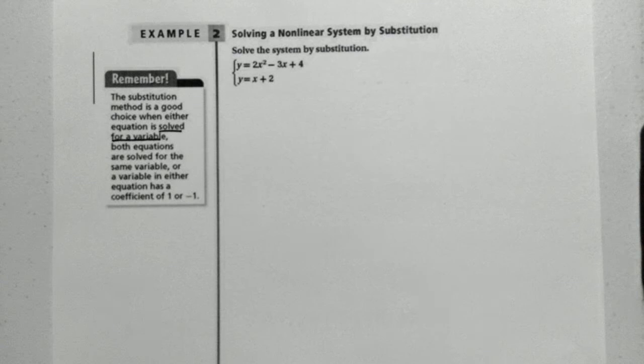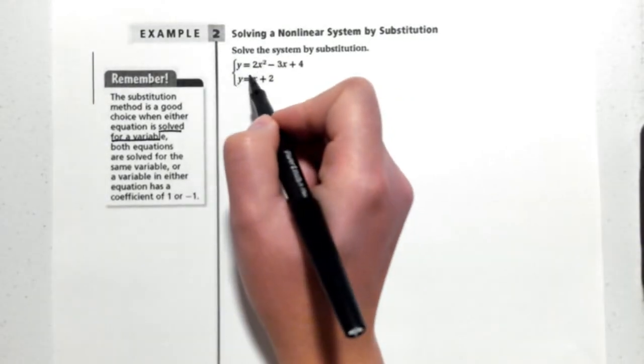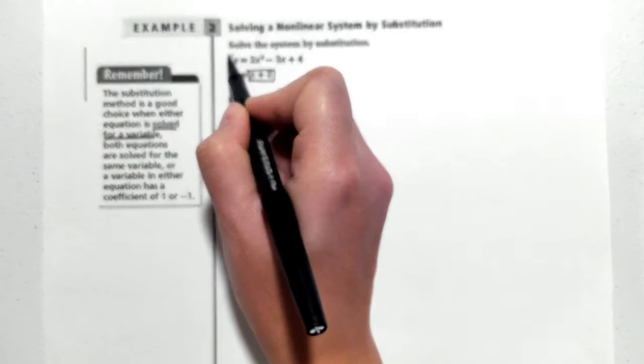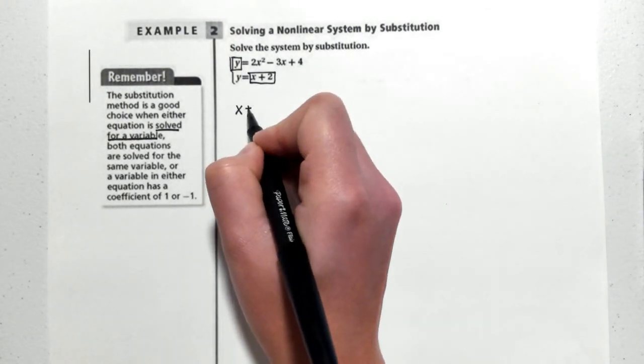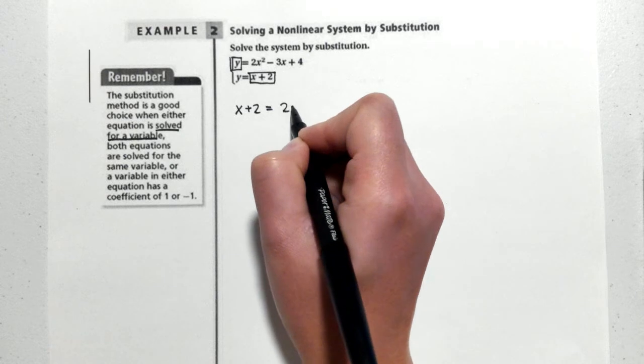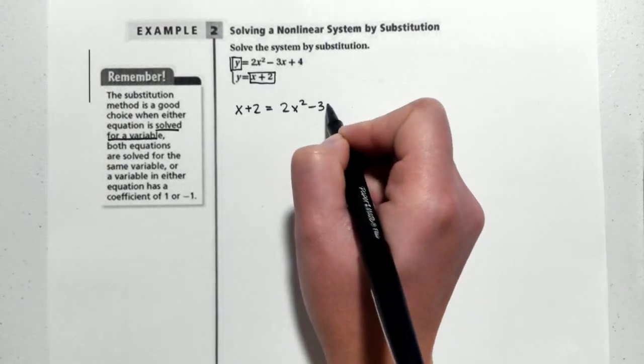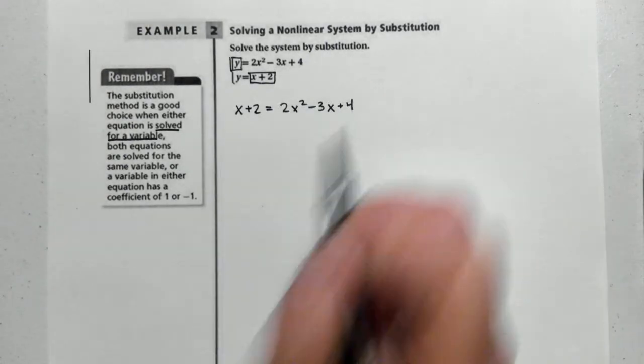So both of these are solved for y. So I can take what y equals and substitute it into the other equation. So I'm going to take what y equals in my second equation, x plus 2, and replace that in my first equation. So this y will become x plus 2 equals 2x squared minus 3x plus 4.